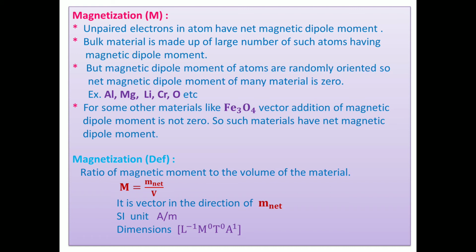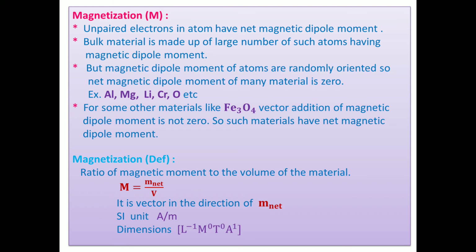Thereafter, for some other materials like Fe3O4, the vector addition of the magnetic dipole moments is not 0. So such a material has a net magnetic dipole moment, and that's why Fe3O4 is a magnet, but other materials are not magnets even if their atoms are magnets in some materials.